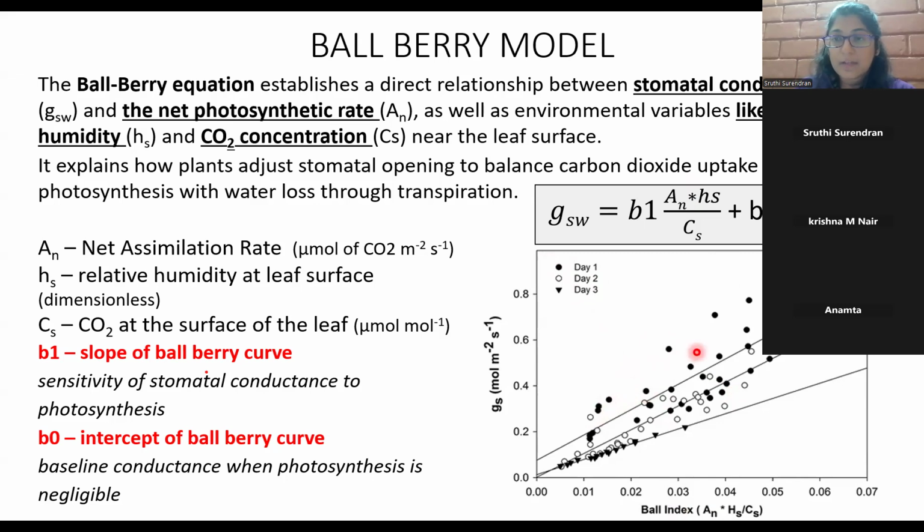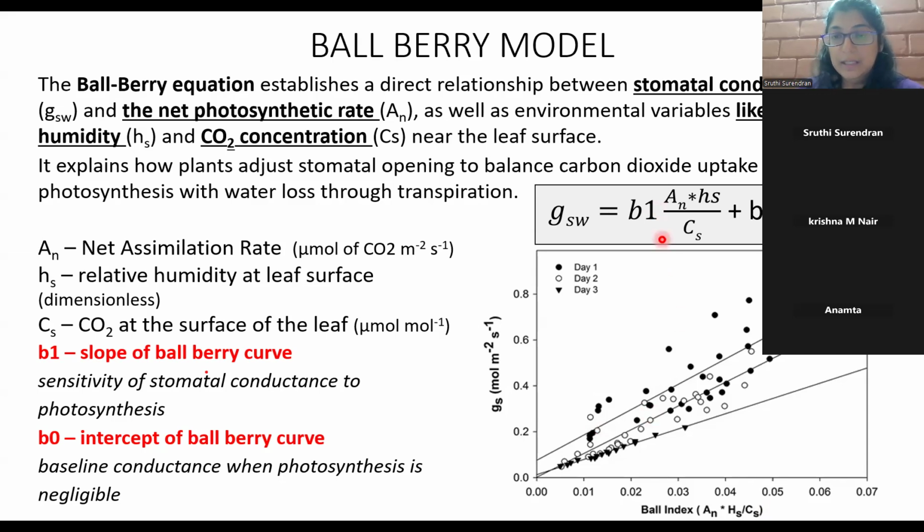And what we'll do is we'll apply the least square method or the linear regression model for each data set, day 1, day 2, and day 3. And we will find out the equation of the line that best fits these points. So the equation of the line is the line which will best represent the relation between the y-axis and the x-axis. That is what the linear regression model does. So the linear regression model here is giving us the best fit line that is going to describe the relationship of the stomatal conductance with the Ball index or the Ball-Berry index.